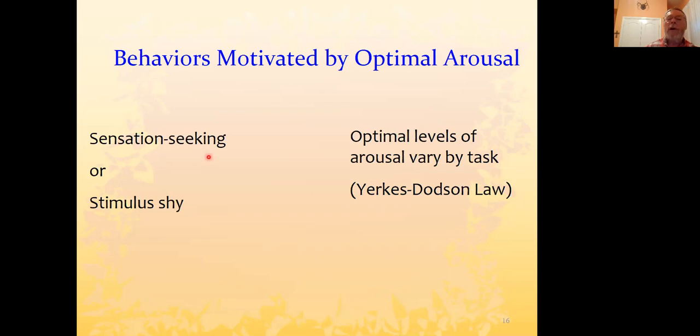And of course, a lot of us are in between those two extremes. Maybe one day we want to watch a quiet movie, and the next day we want to go ride a roller coaster. A lot of us go back and forth. Now, optimal levels of arousal also vary by task, and this is consistent with the Yerkes-Dodson law that we'll pick up later on.